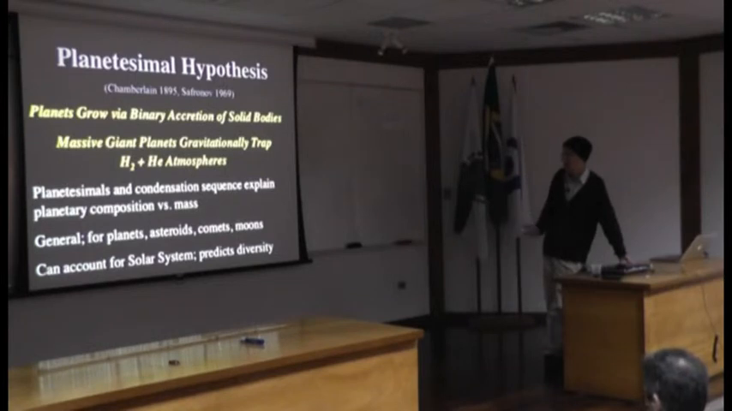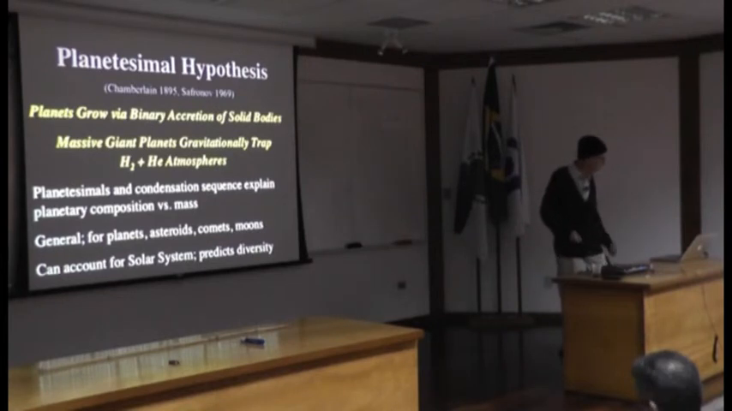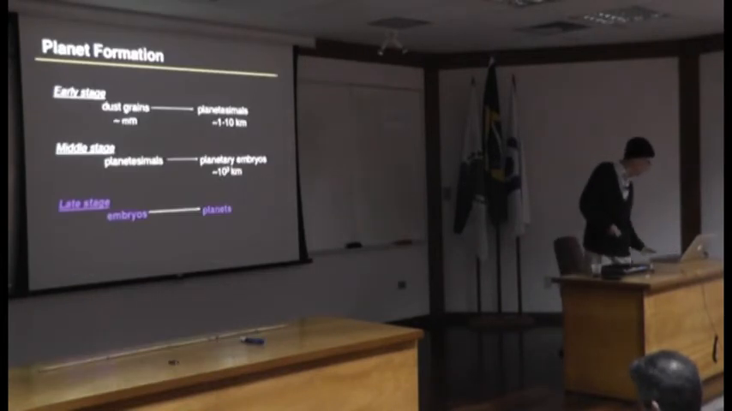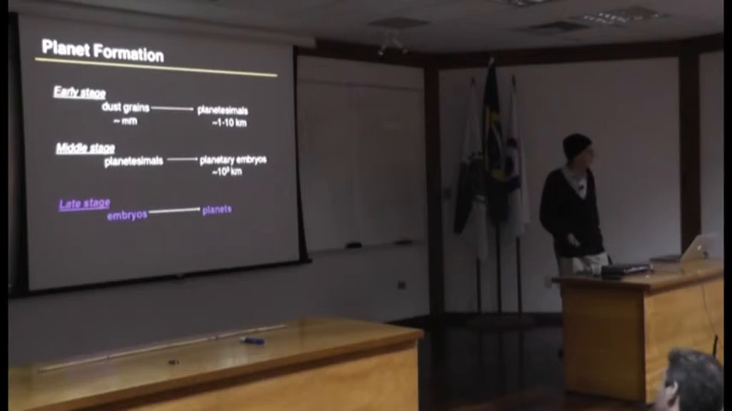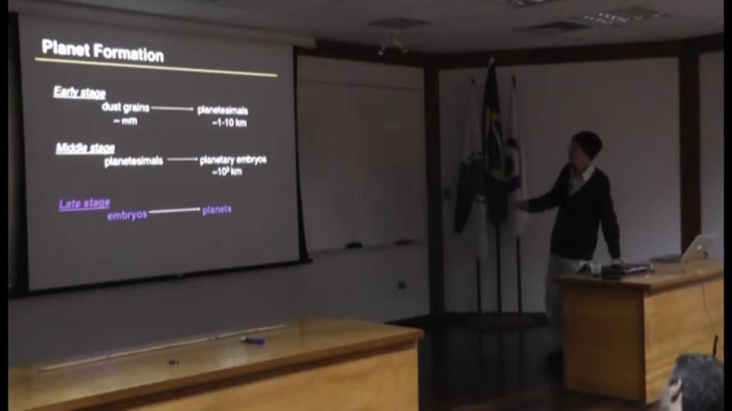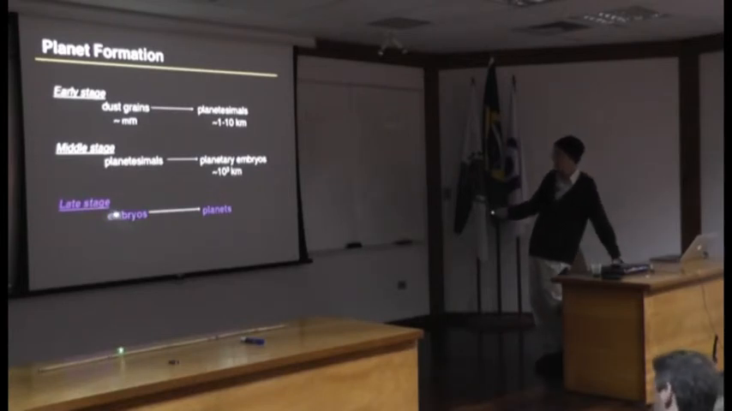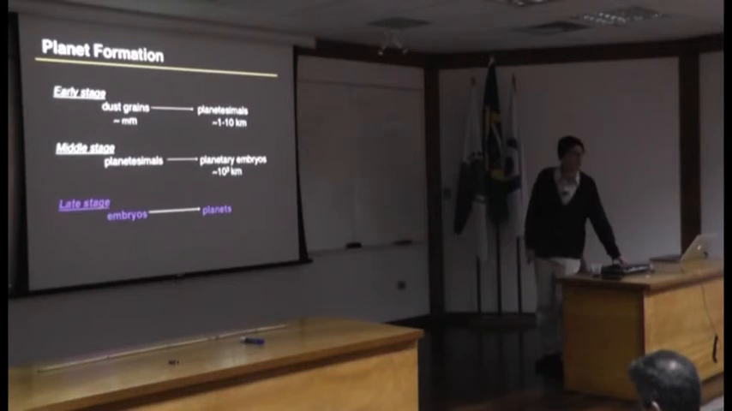Moons around giant planets formed in the same way as planets formed around the sun. It can account for the solar system, and it predicts diversity. And I'll get into that soon, as I'm going to focus on the late stage of growth, embryos to planets, because that's the clearest way to show the diversity, even for very similar initial conditions.